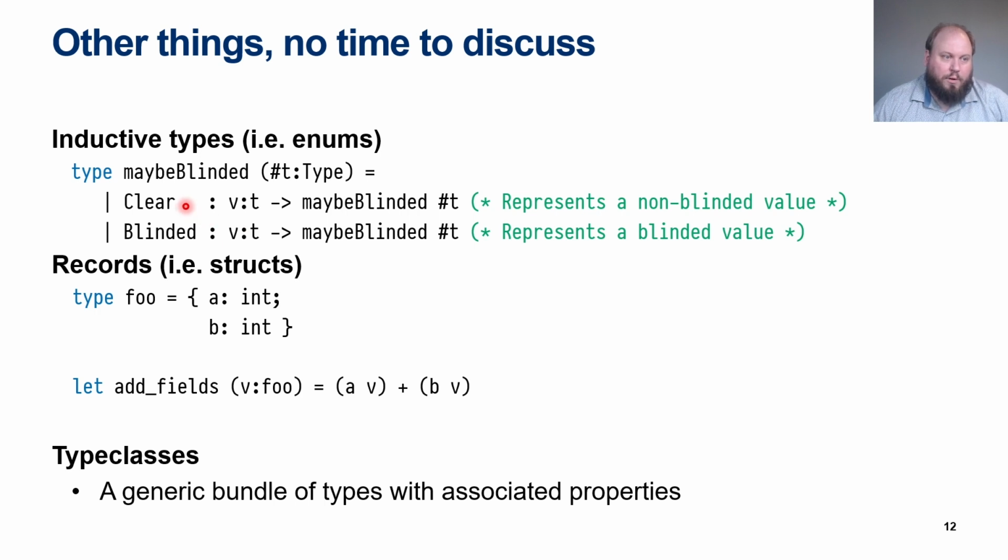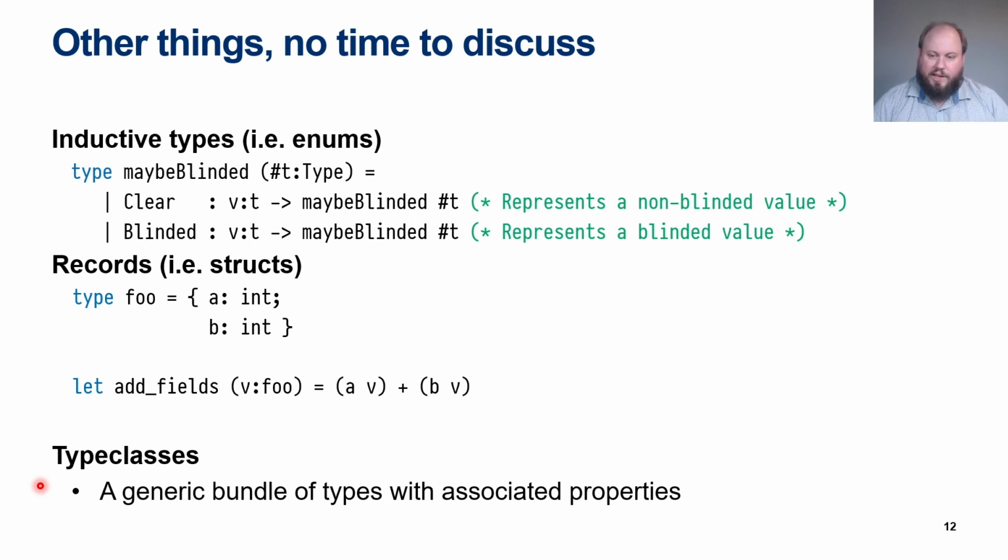And we use that, for example, to describe a value that might be blinded, where blinded in this case means that it's tainted and not visible to the program. And so we say that a value can be clear or it can be blinded. There are records which are like structs, and there are type classes which let you show some properties about a particular type, and so this lets you do some generic programming.